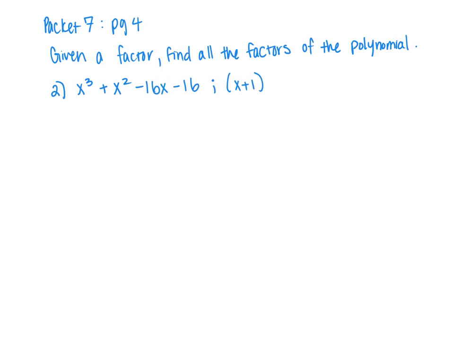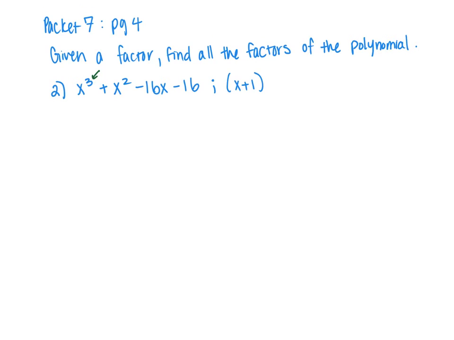So number 2, what it's asking you to do on this page is find the factors. So you're given a factor, x plus 1 in this case, and you have to find all of them. So first off, I want you to recognize what's the highest power here. The highest power here is 3, which tells me that you should have 3 factors, okay?